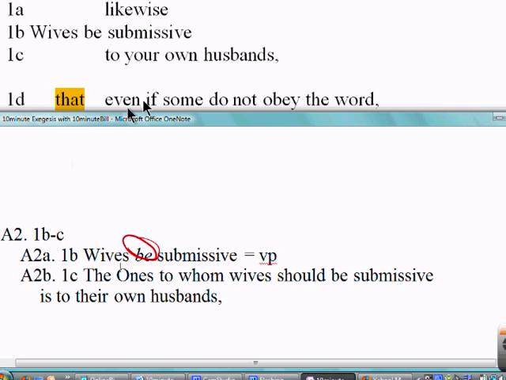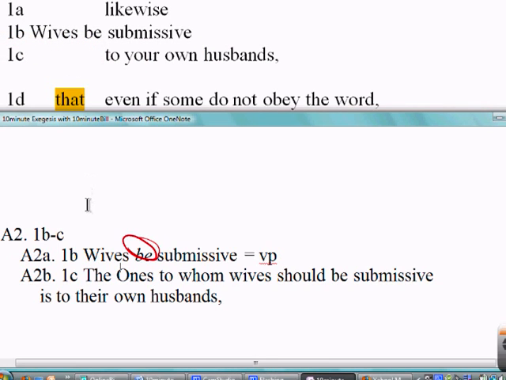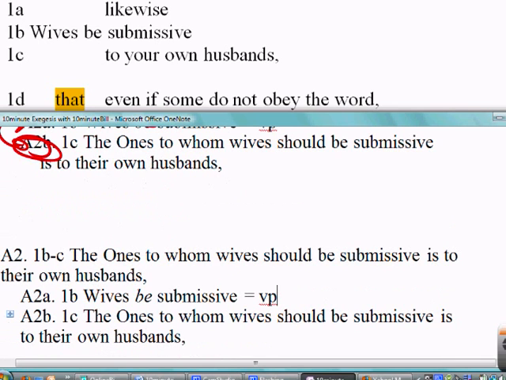and then it's going to have a phrase, to your own husbands, and we want to figure out how those two are related. This verse down here tells us something about this one up here. We ask the questions who, what, when, where, how, or why, and we come out with the answer, the one. The one to whom wives should be submissive is their own husbands. So we have our verbal proposition, a modifying phrase, and we combine those so it looks like this. These 2 guys here, same with the ones up above, are going to combine to here.